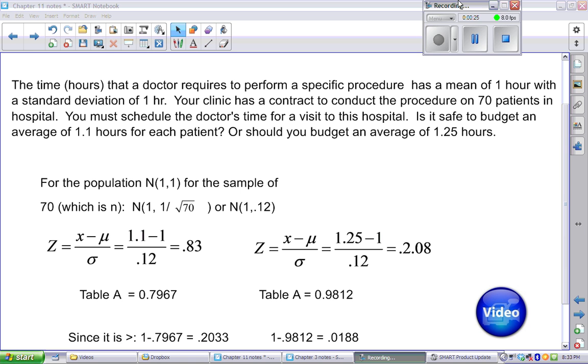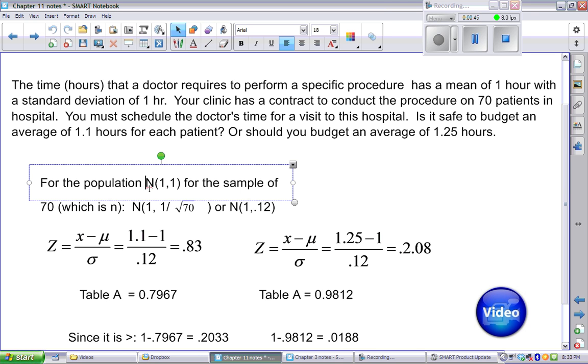specific hospital. Your job is to schedule the doctor's time for a visit to this hospital, and you need to determine if it is safe to budget an average of 1.1 hours for each patient, or if you should budget on average of 1.25 hours. So we're looking at the normal distribution of 1, 1. Our mean is 1, our standard deviation is 1. So we're going to be looking at this, our N of 1, 1.